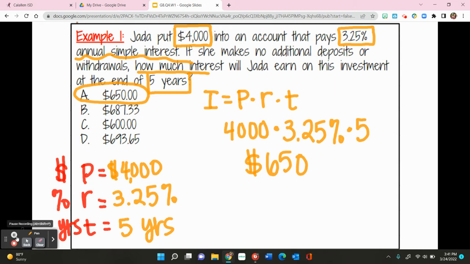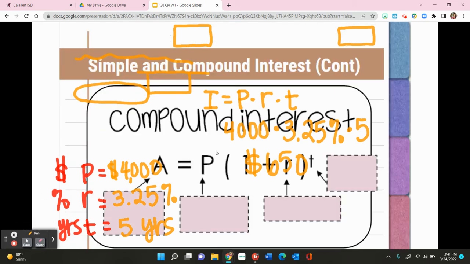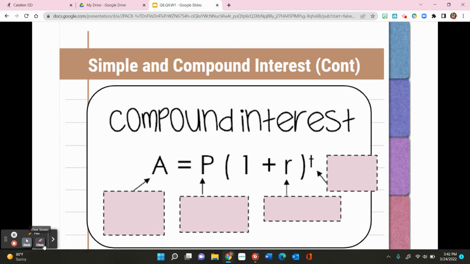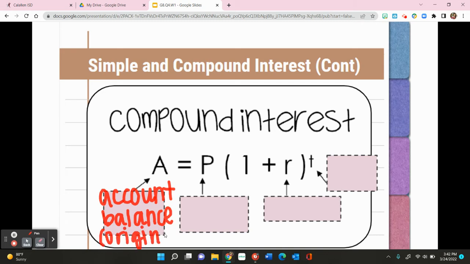We're now going to go ahead and look at compound interest. The formula for compound interest is A equals P, parentheses 1 plus R, to the power of T. What do each of these letters mean again? A stands for your account balance. This includes your original investment plus the amount of interest earned. So you can put original plus interest, or principal plus interest if you'd like.